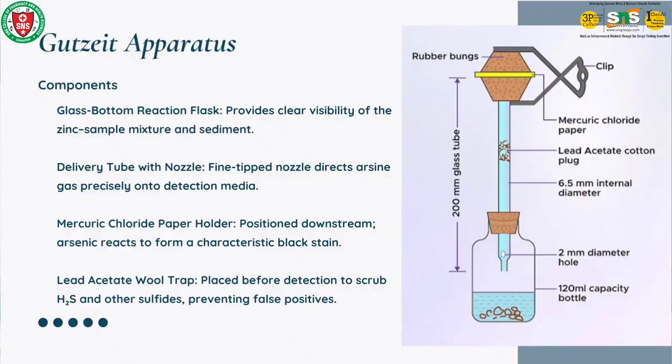And this limit test for arsenic is done with a special kind of apparatus, unlike the other limit tests which are performed using Nessler cylinders. In this case, we are going to use a special apparatus called Gutzeit apparatus. This Gutzeit apparatus looks like a glass round bottom flask, and this flask has a rubber cork, and in the rubber cork there is a portion for fitting a hollow tube which has some nozzle in it, and just above the hollow tube we have a portion to keep the mercuric chloride paper, and this is the setup for the Gutzeit apparatus.